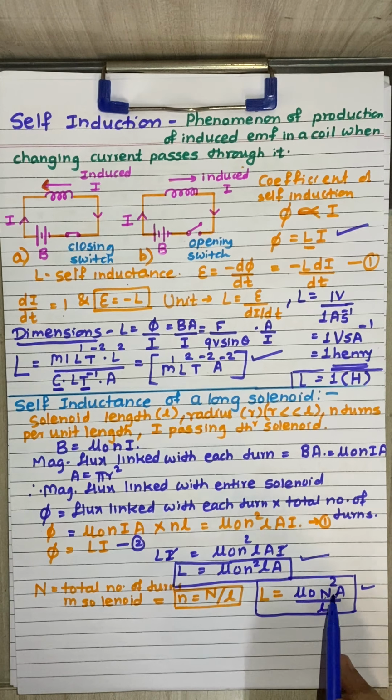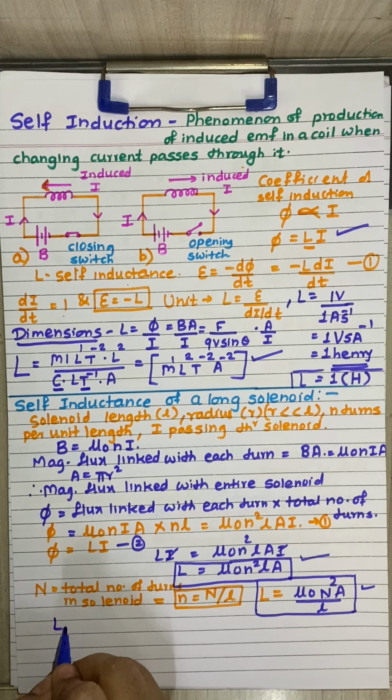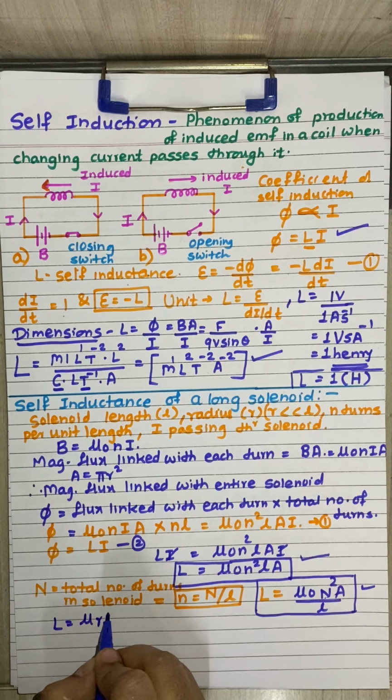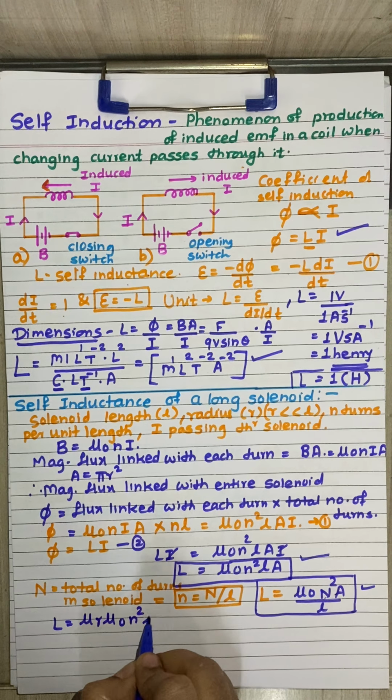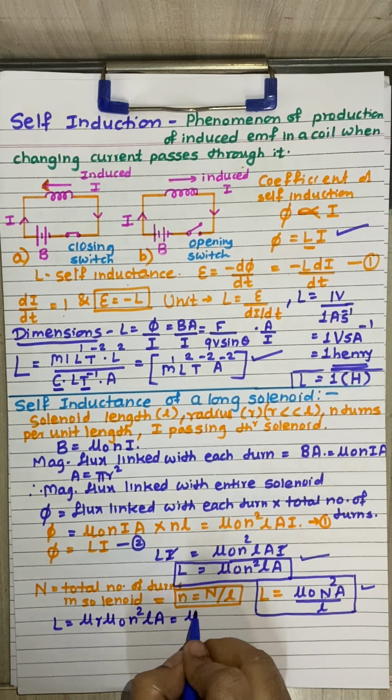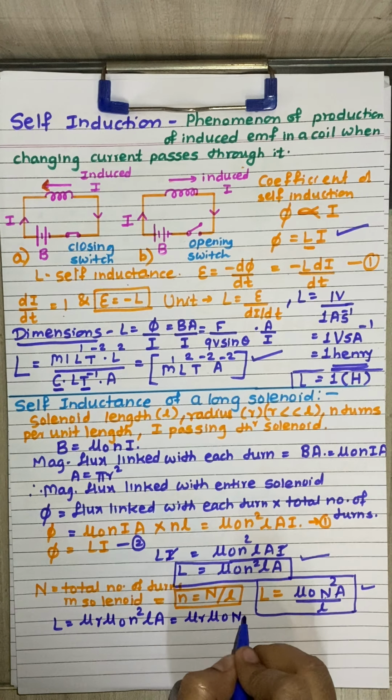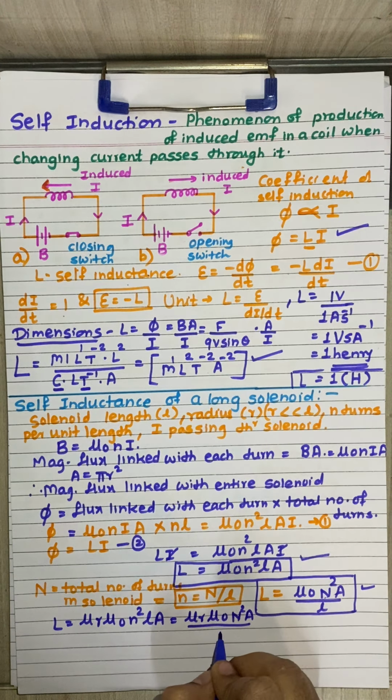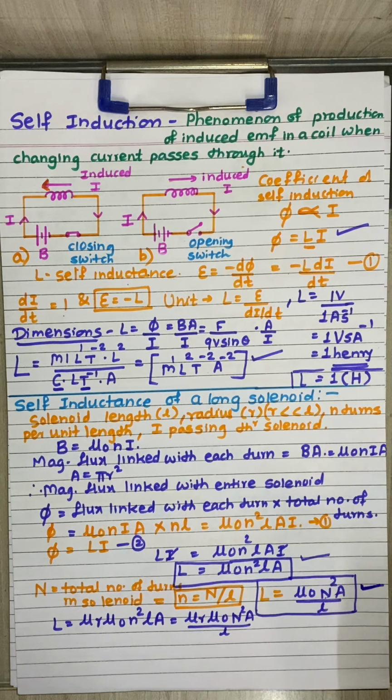Now if the coil is wound over a material of high relative magnetic permeability such as soft iron, then we can say that L is equal to mu r mu naught n square l A, or it can also be written as mu r mu naught capital N square A by l. So this was the basic relation, but if that particular coil is wound over a material of high relative magnetic permeability such as soft iron, then we get this formula. All these formulas are important.